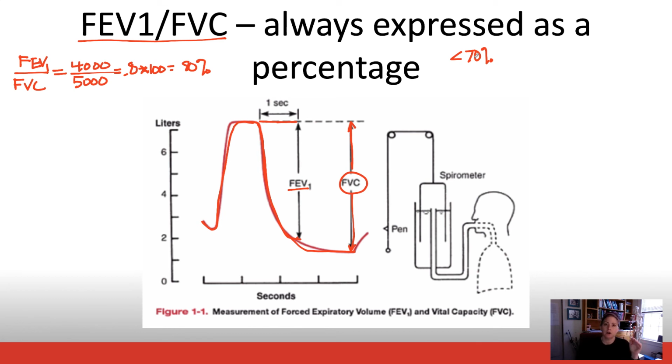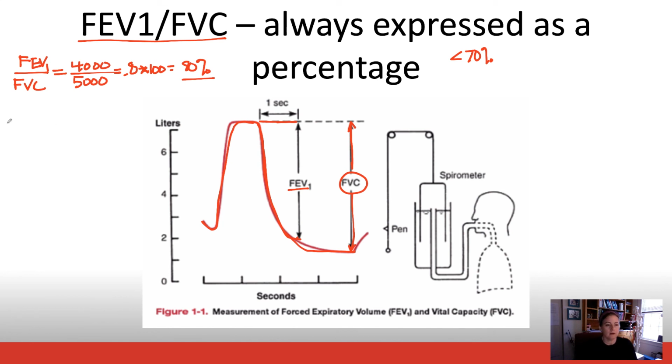Okay, there's your cutoff. You'll find that this fluctuates just a little bit depending on the source, but for our purposes, let's use 70%. So if any of these numbers are above 70%, then they're considered to be normal. Okay, that would be a normal finding. So you should be able to get out at least 70% of your vital capacity in 1 second. That means you've got good airflow. All right, let's do another one.